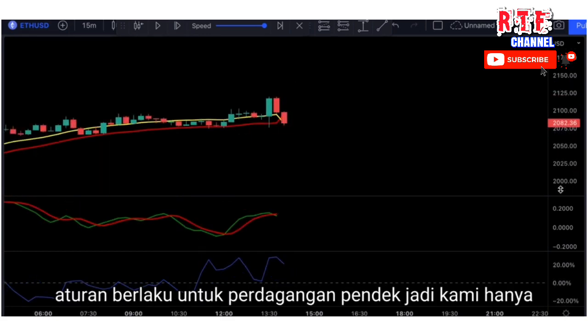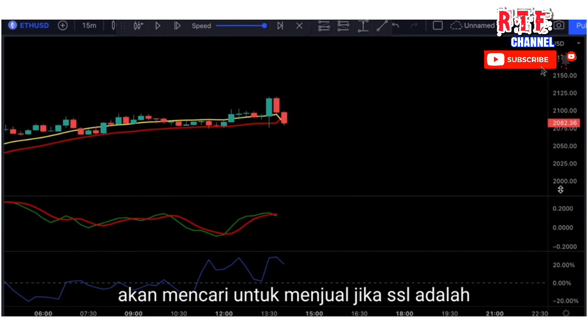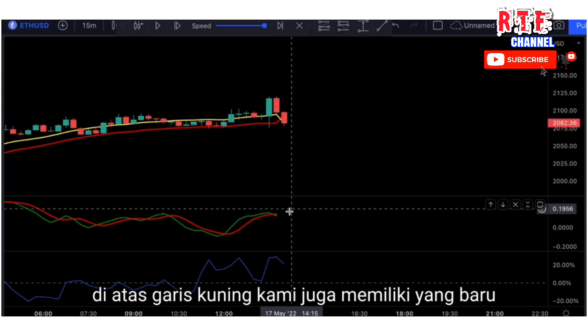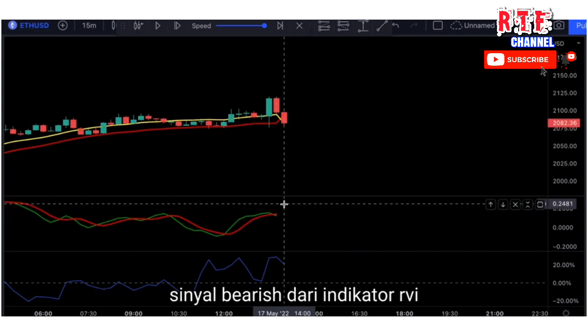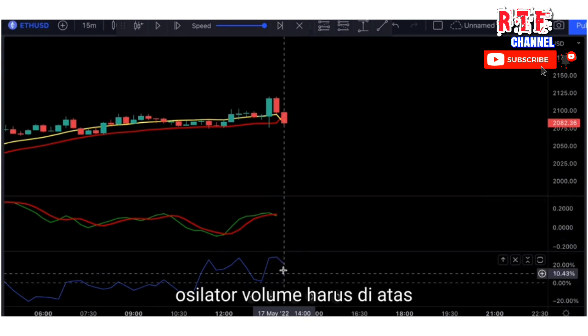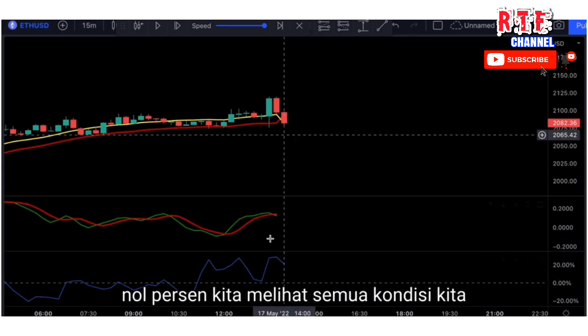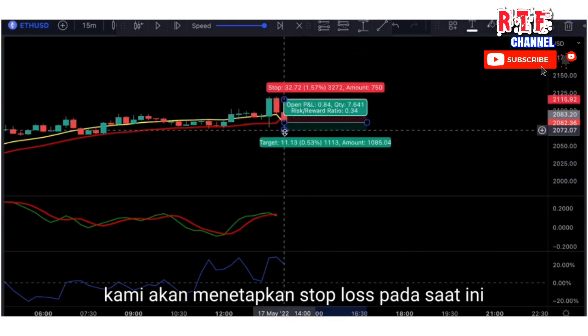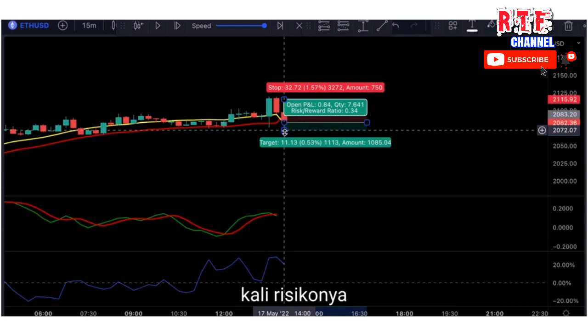Exactly opposite rules apply for short trades, so we're only going to be looking to sell if the SSL is bearish. We see the red line just crossed over the yellow line. We also have a new bearish signal from the RVI indicator, and just like with the long trades, the volume oscillator has to be above the 0%. We see all our conditions are met, and this is going to be our trigger candlestick. We will set our stop loss at the recent swing high, and we will be targeting 1.5 times the risk.